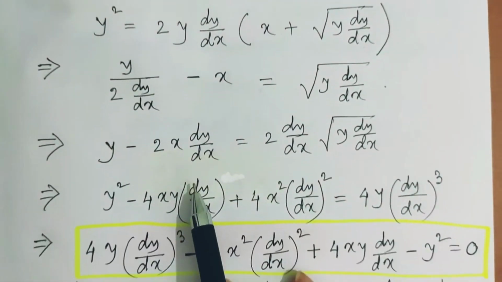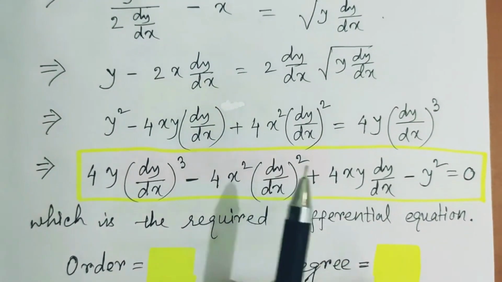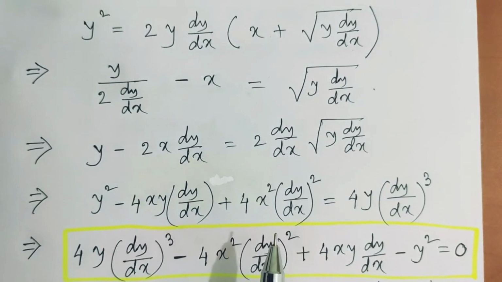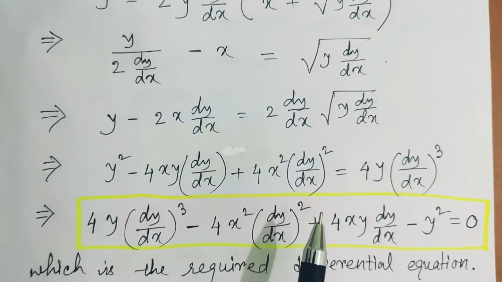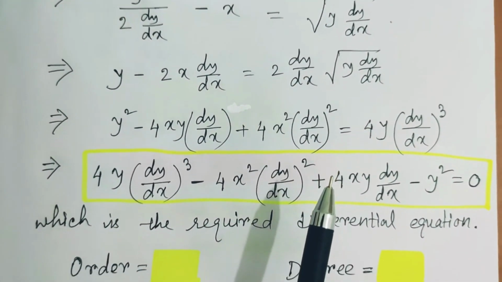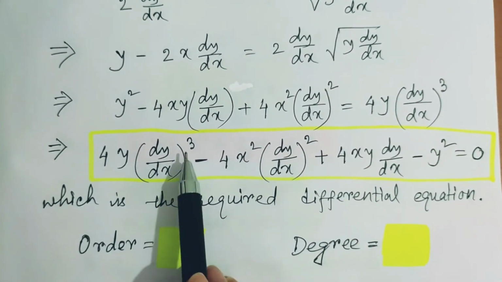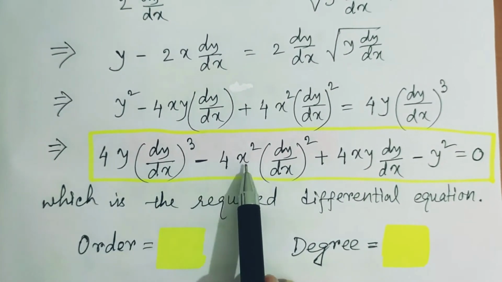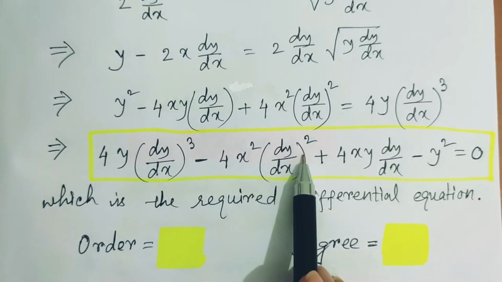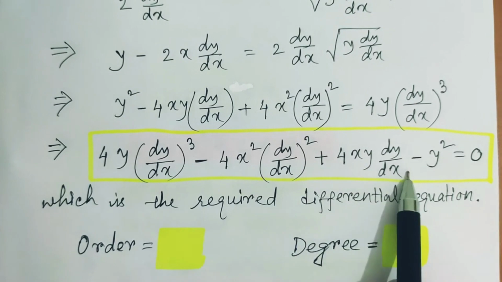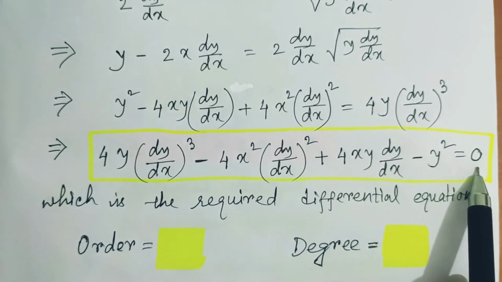So after this substitution and simplification we shall find, just look at this simplification here. After the simplification we shall find the differential equation as 4y into (dy dx) whole cube minus 4x square (dy dx) whole square plus 4xy into dy dx minus y square is equal to 0.